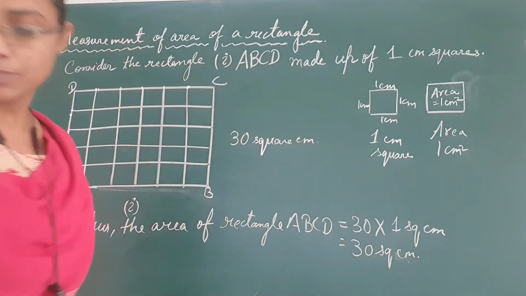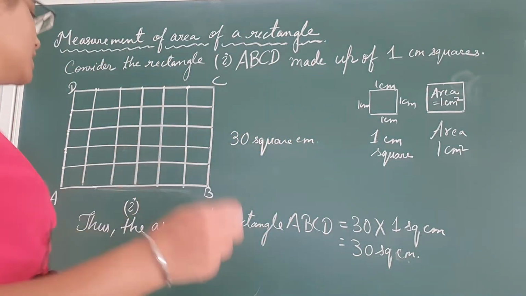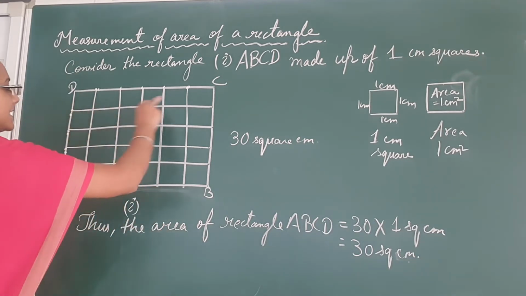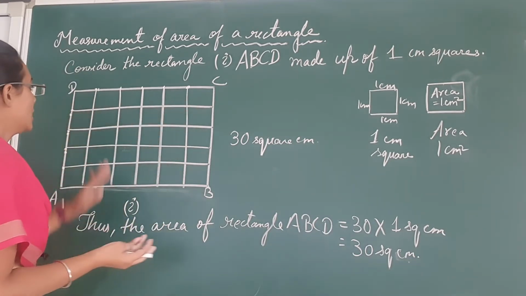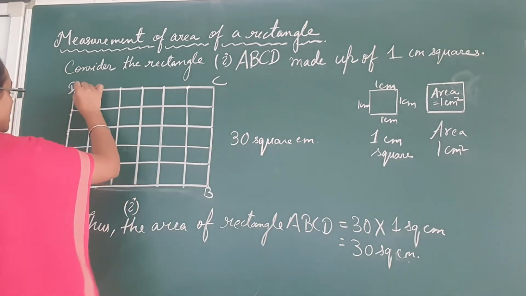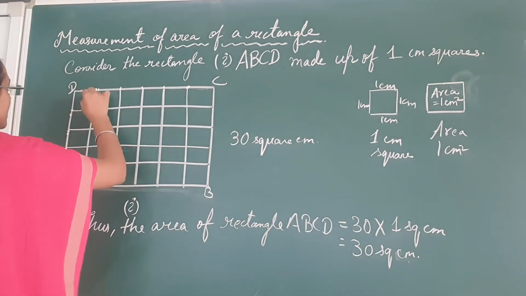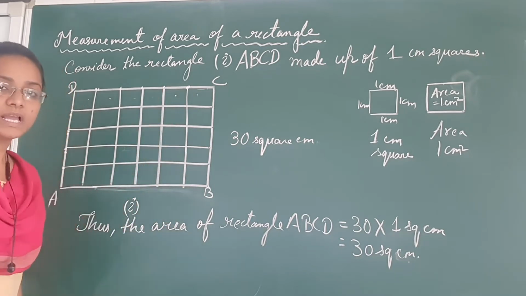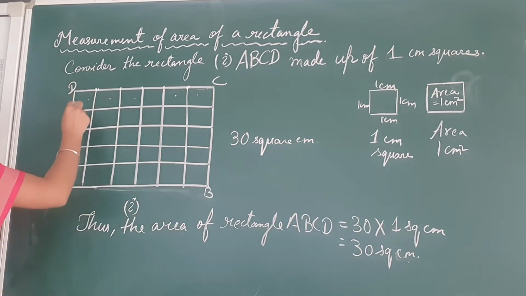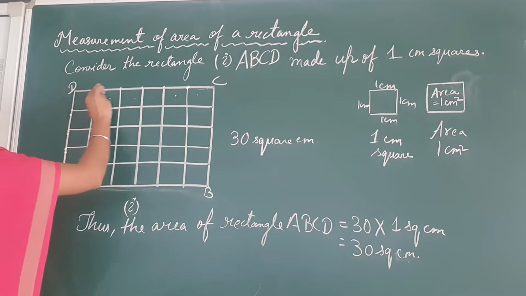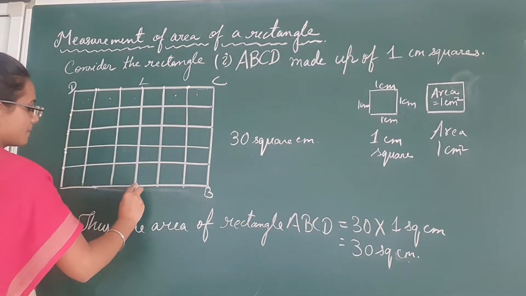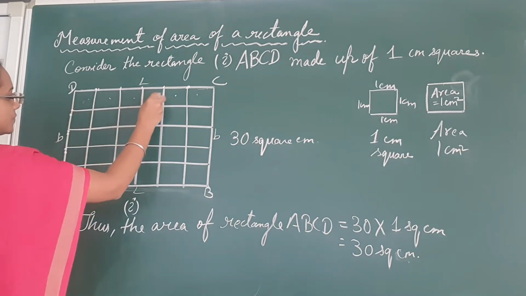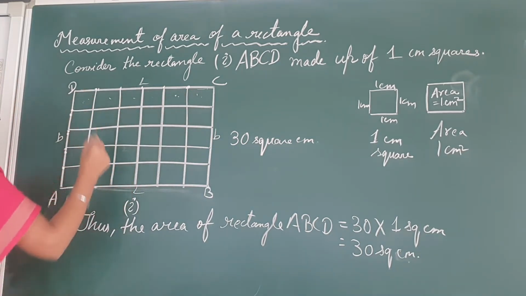Okay, and one more thing you can see here: along the length, how many tiles are there? 1, 2, 3, 4, 5, 6. 6 are there. And on the breadth, how many are there? 1, 2, you know? In a rectangle, this is the length side. This is your breadth.